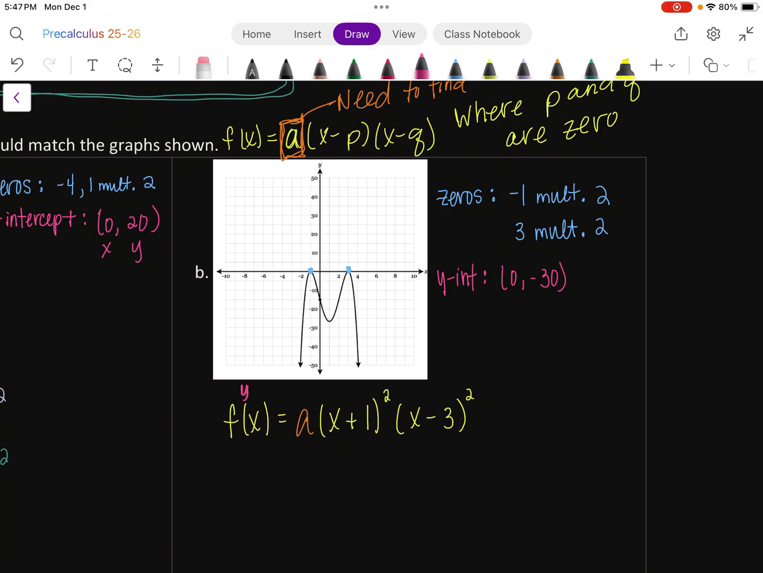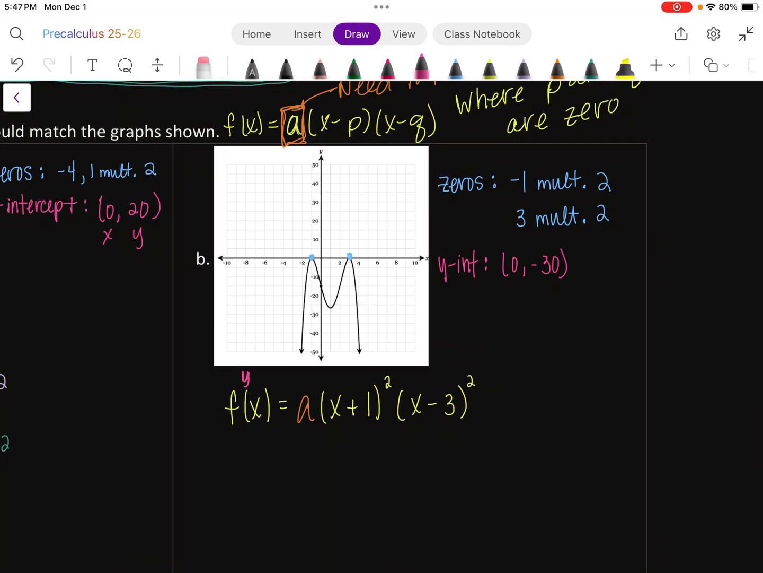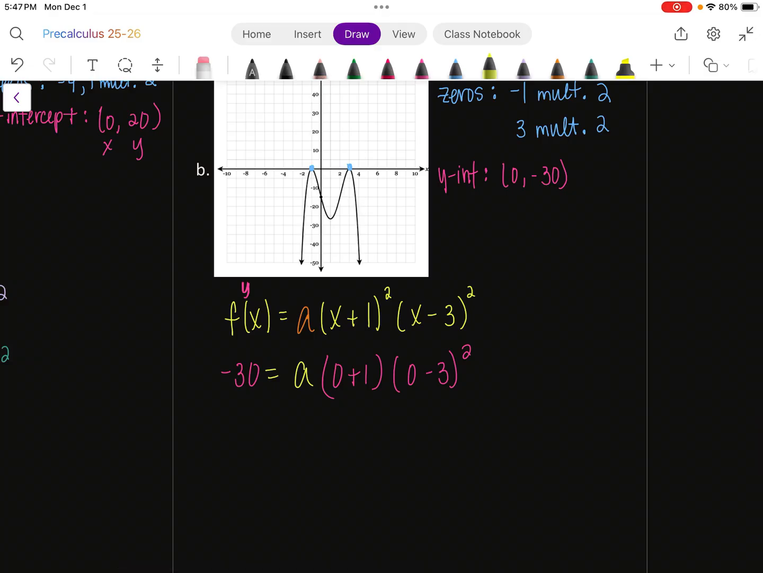F of x is also y. I know a y is negative 30 there. And my x is 0. All right, let's keep solving here. Negative 30 is equal to a times, oops, I forgot my squared on that 1, even though it might not matter. It doesn't matter. I'm driving myself crazy with these colors. 1 squared and negative 3 squared.